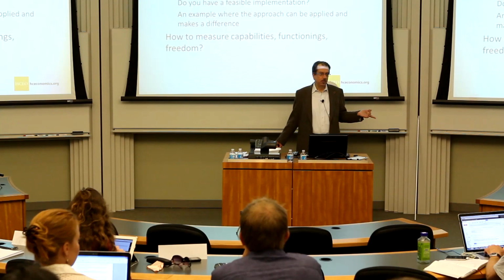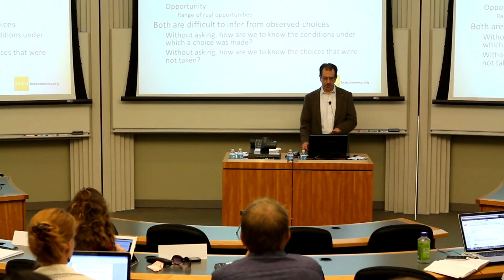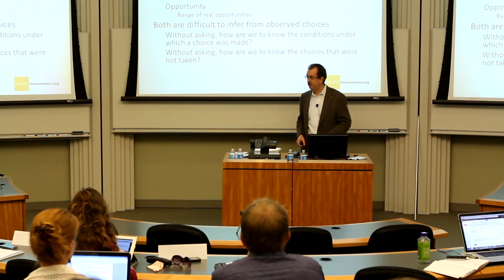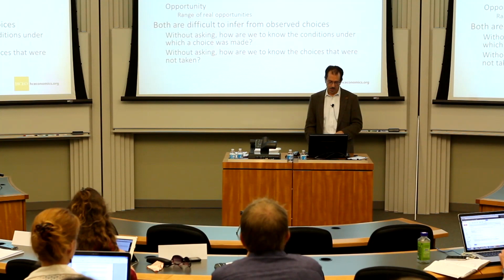So the challenge of measuring freedom. Freedom has two elements, agency and opportunity, broadly configured within Sen's framework. Opportunity is that range of opportunities, the set we've been talking about. The agency is the ability to actually achieve these things, to make them happen. Both are difficult to infer from observed choices.